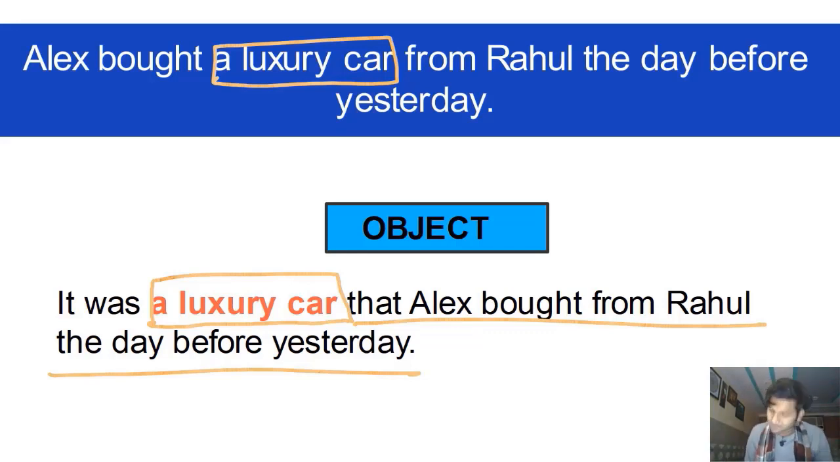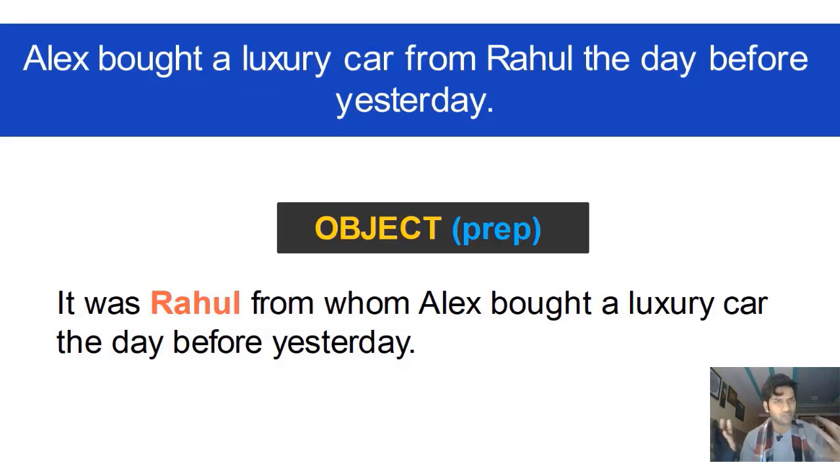Luxury car. Now, I don't want to focus on the subject. I don't want to focus on what was bought, the direct object. Now I want to focus on the person who this was bought from, which is the object of the preposition. Rahul, Mr. Rahul. He is the object of the preposition from. Now I want to focus on the person who this car was bought from. So I can simply do that. How would you do it? It was Rahul who this car was bought from.